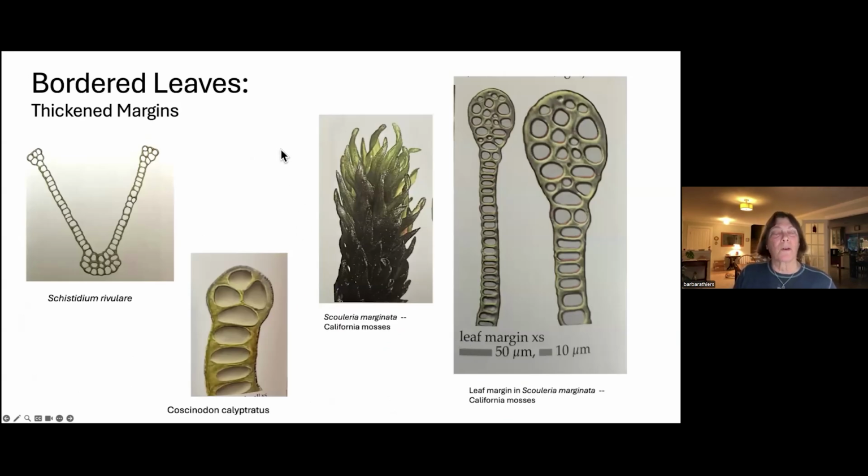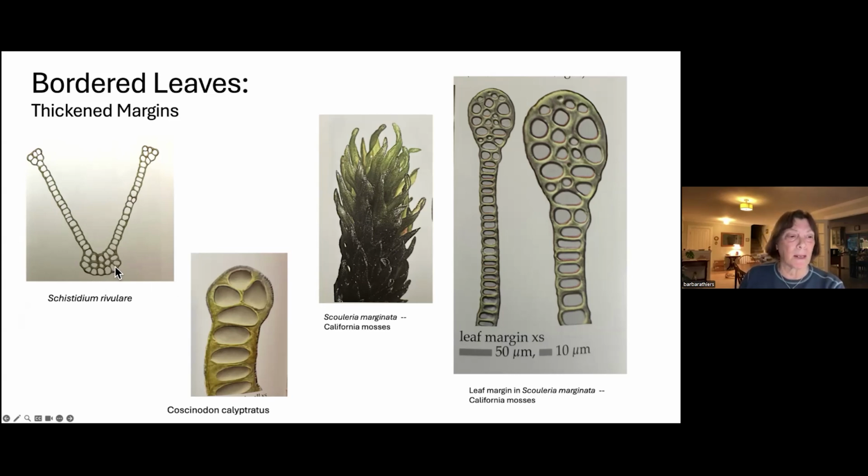So in addition to the margin being curved or not, some leaves are bordered. That is, they have a thickened edge. And this might just be one or two cells thicker, like in the second picture here, in the Coccinodon calyptratus. You might not even really notice that, or you might think it's revolute. That's a place where you have to really do a section. It could be hard to tell whether that's just an extra few cells or if it's actually rolled slightly.